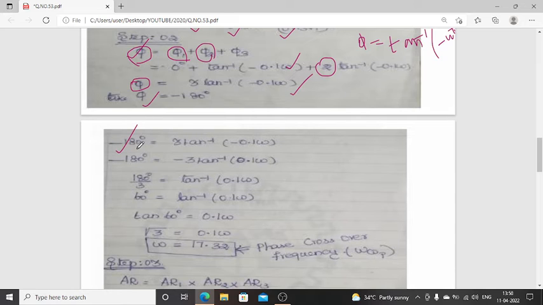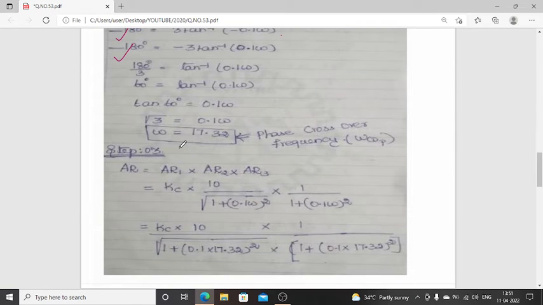Substitute here minus 180 degrees, that is equal to 3 tan inverse of minus 0.1 omega. So here minus 180 degrees is equal to minus 3 tan inverse of 0.1 omega. From this, calculate the omega value. This omega is the phase crossover frequency. So the omega is equal to 17.32. This is also denoted as omega C naught P. The C naught is the crossover frequency, and P is denoted as phase.